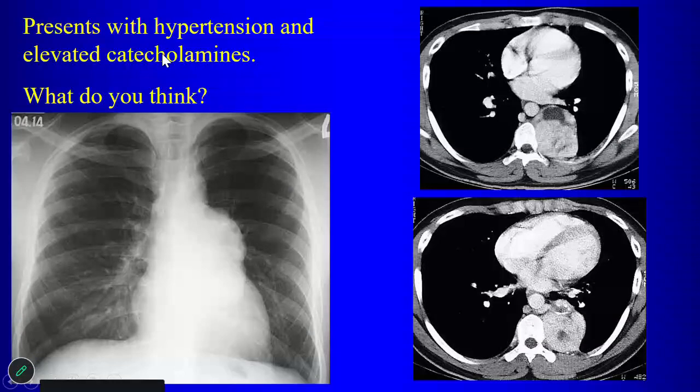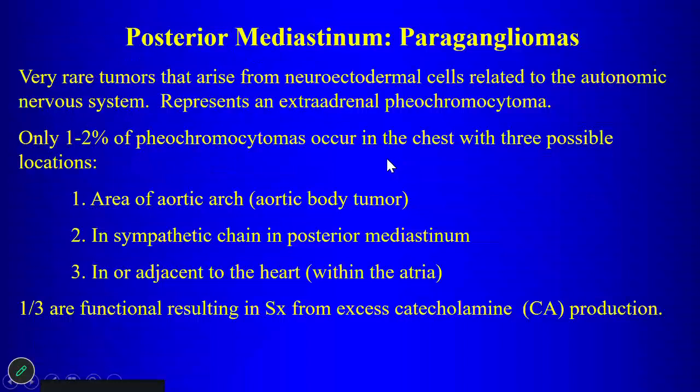If I tell you this patient has this posterior mediastinal mass, there's marked enhancement, but I also tell you the patient has hypertension with elevated catecholamines, what do we think about here? Extra-adrenal pheochromocytoma. Yeah, so paragangliomas, right? Again, these arise from ganglion cells, so that's a paraganglioma, right? So these can also occur in the posterior mediastinum.